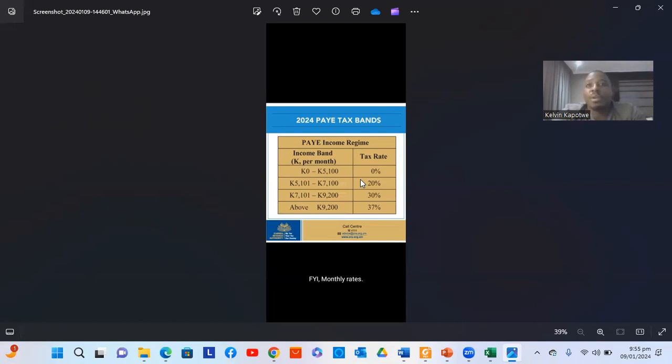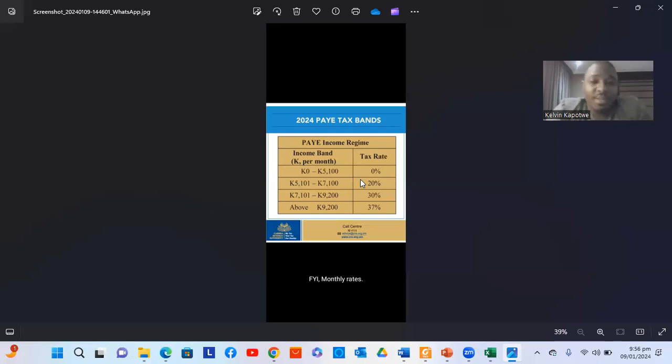So if someone gets 15,000 kwacha, and another one gets 45,000 kwacha, the quantum of tax that you contribute to the government will be different, but it is fair because the rates are standard. So it is a progressive way of calculating taxes. Let's get to that.